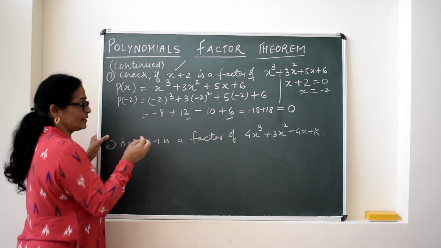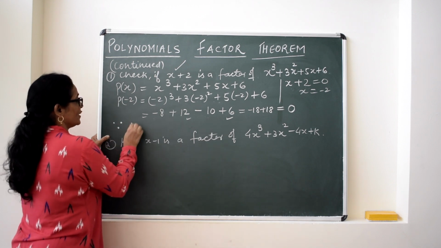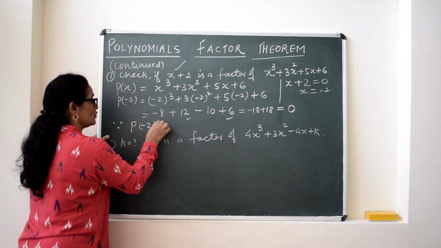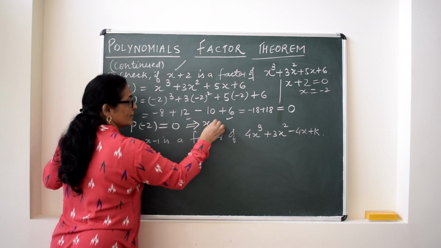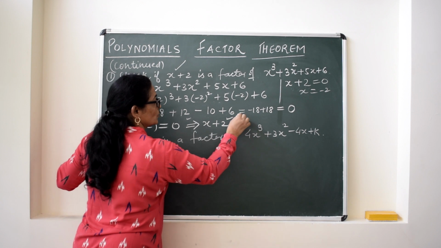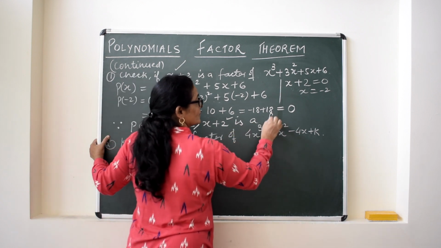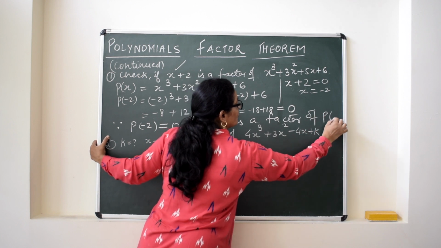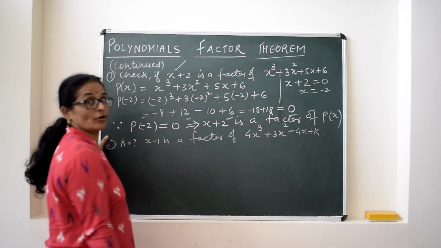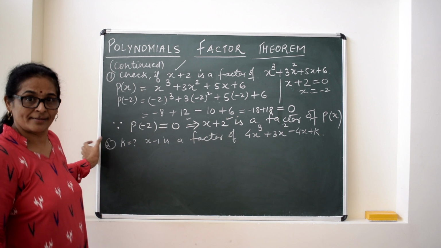So what will we write? Since p of minus 2 is 0, it means x plus 2 is a factor of the given polynomial p of x.